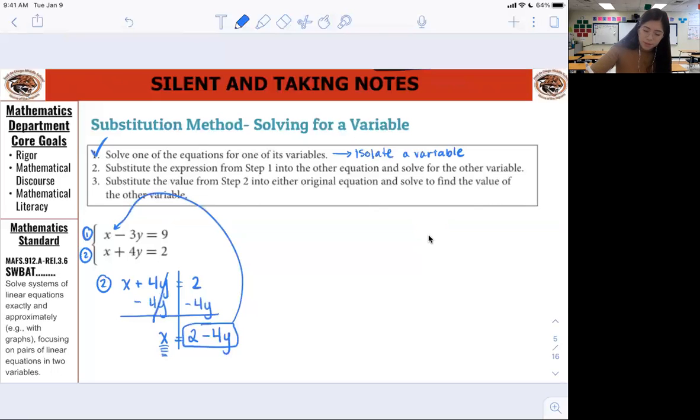So now I'm on step 2. I'm going to rewrite equation number 1, but instead of x, I'm writing 2 minus 4y minus 3y equals 9. I went from having 2 equations with 2 variables to 1 equation with 1 variable. It's just that now the only difference is I'm solving for y instead of solving for x. But it's still the same, it's just a normal equation. We're just solving, finding our answer.